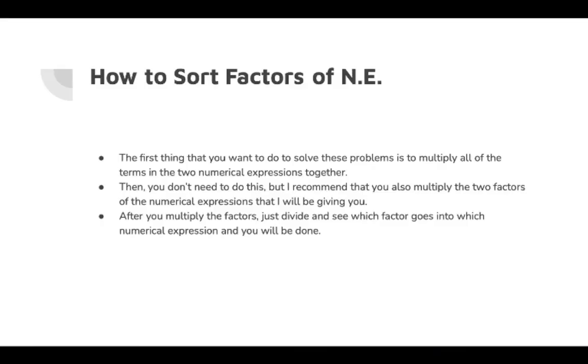This topic isn't too complicated. I'll be giving you a few example problems where there are two numerical expressions given, such as 14 times 9 and 8 times 4 times 3, and I will give you two factors of these expressions, and all you need to do is sort them.